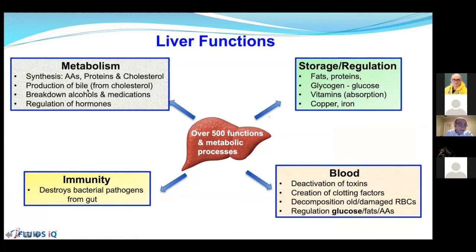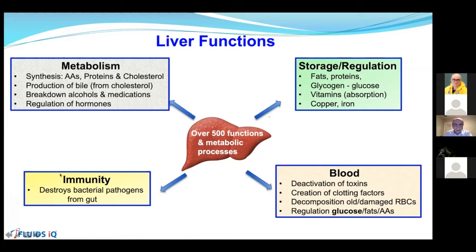One, of course, is metabolism. The liver is a key aspect of metabolism in terms of synthesis, the amino acids we talked about, the proteins, cholesterol, for example, the production of bile from cholesterol, etc. Storage, one of the prime areas for storing, as you know, proteins and fats. Glycogen is a classic, as well as vitamins and some of the key minerals.